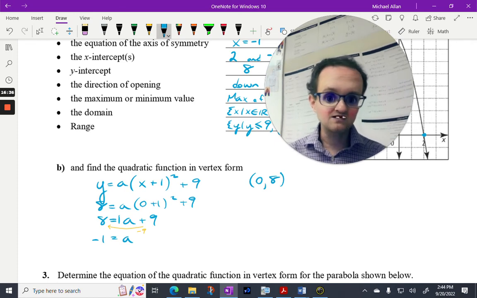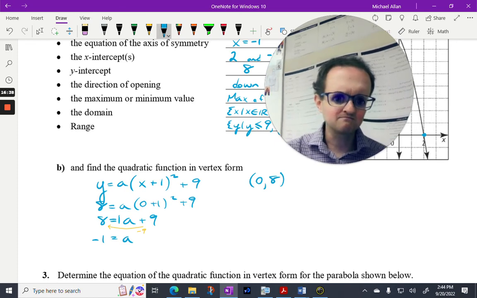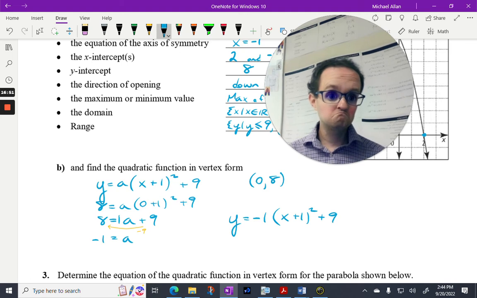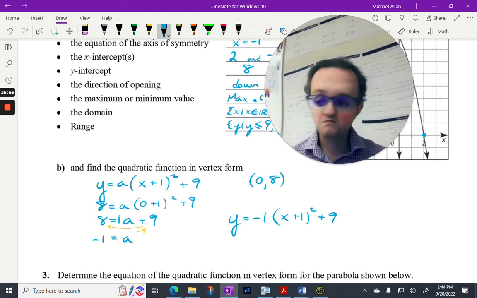I thought it was going to be negative. 1 is not very exciting, but at least we got the negative. So it's negative 1 bracket x plus 1, because that's my p, squared, plus 9. There you go. You can graph it and just see if it actually matches, but I won't do that.